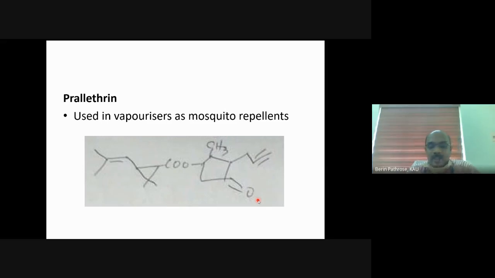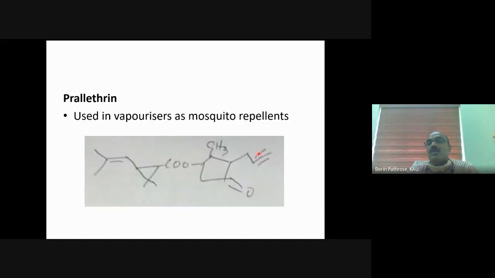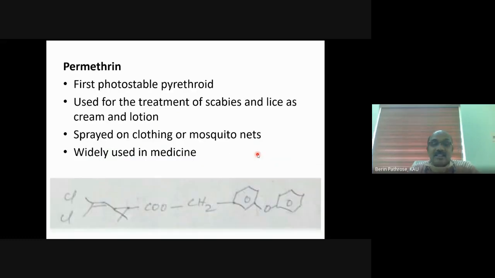So here in allethrin, they removed one carbon atom, a CH3, and in prallethrin, they introduced one more bond over here and made another molecule, prallethrin. Then comes permethrin. The importance of permethrin is that it is the first photo-stable pyrethroid. Earlier, the pyrethrin, allethrin, resmethrin and all are photo unstable.